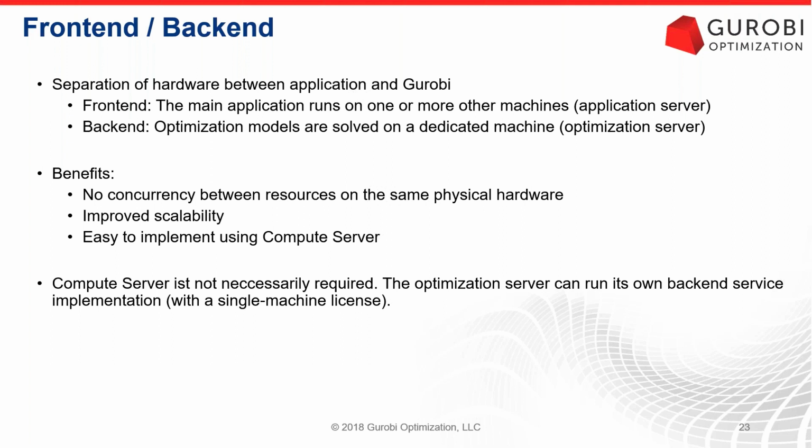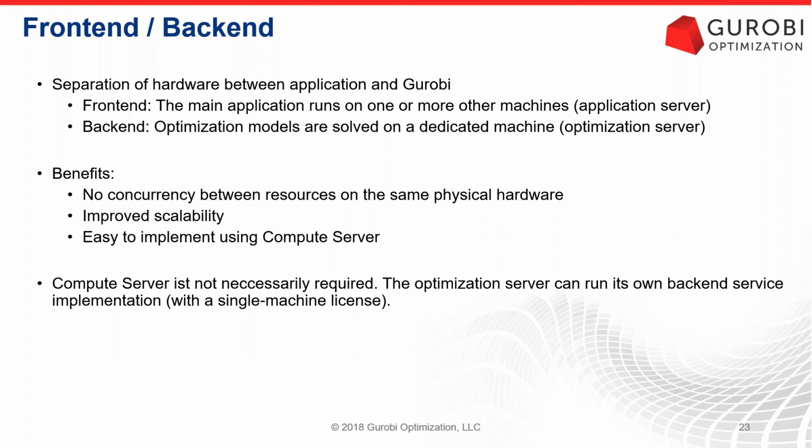And this has a few very nice properties. First of all, since both the application and the optimization require computational resources, there is no concurrency here. So if you increase the load on the back-end server, it usually doesn't affect the front-end server. Of course, it allows you to scale up because you can use one machine in the back end, or two or three. This is very nice if you need to solve more models, or if you have more clients on your application server. And this is also very easy to implement using Compute Server. So you can start with one back-end machine and add a second one or a third one whenever you need it.